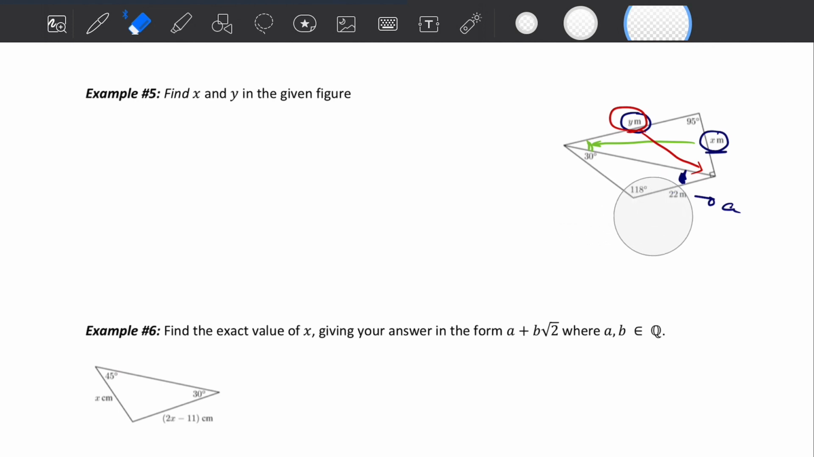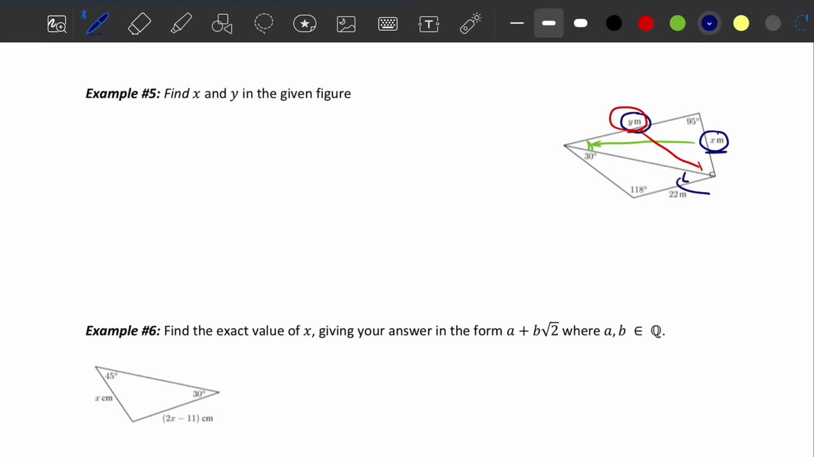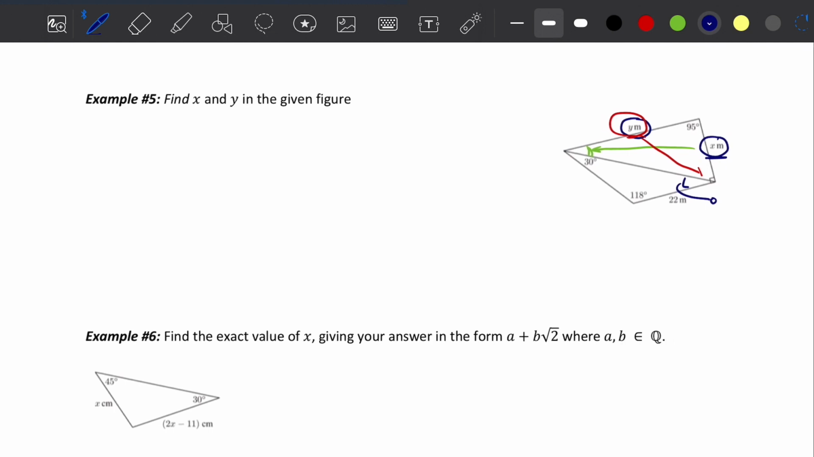Then let's try the other way. We are trying to find this angle. We know that this angle A plus 30 degrees plus 118 degrees equals 180, because all the angles inside a triangle add up to 180 degrees. So we can do 180 minus 30 minus 118 degrees, and we find the A value is 32 degrees.